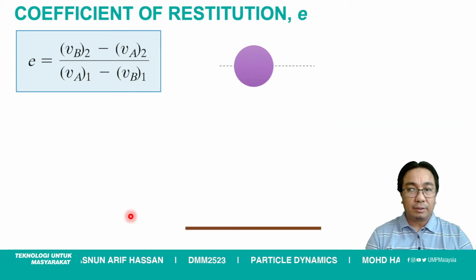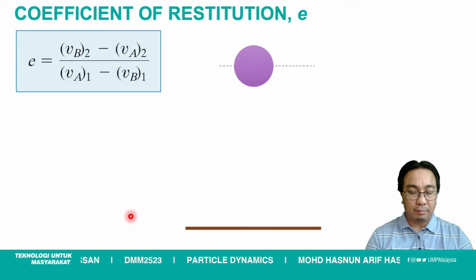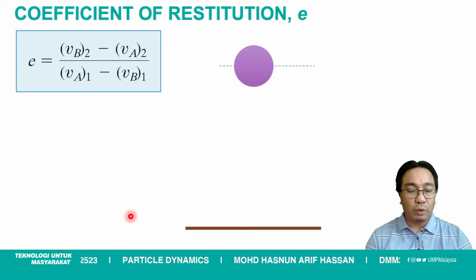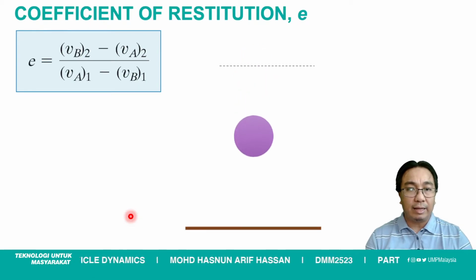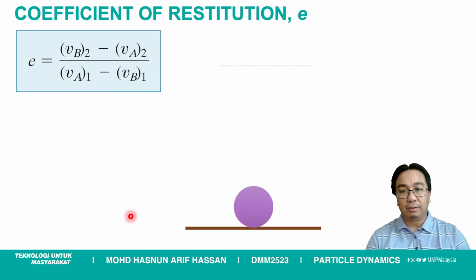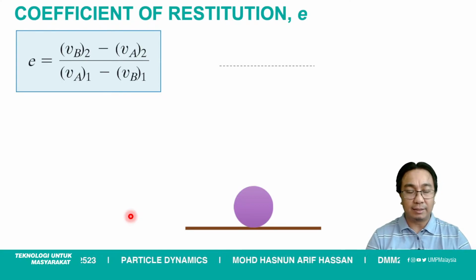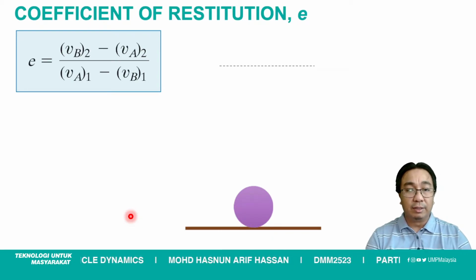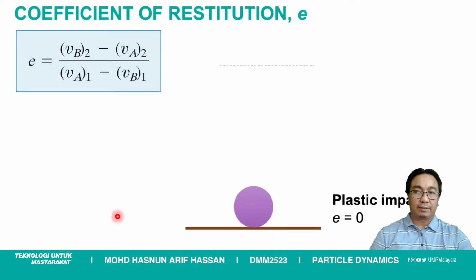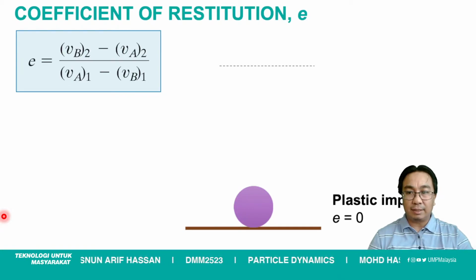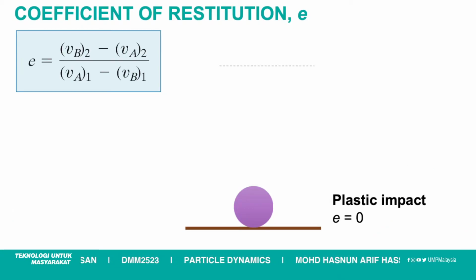Another type of impact, the coefficient of restitution, is when you drop something on the ground and it does not rebound at all. This is an example of when you drop clay, for example, or Play-Doh, on the ground and there is no rebound. This is called plastic impact, where in this case the coefficient of restitution e is equal to 0.